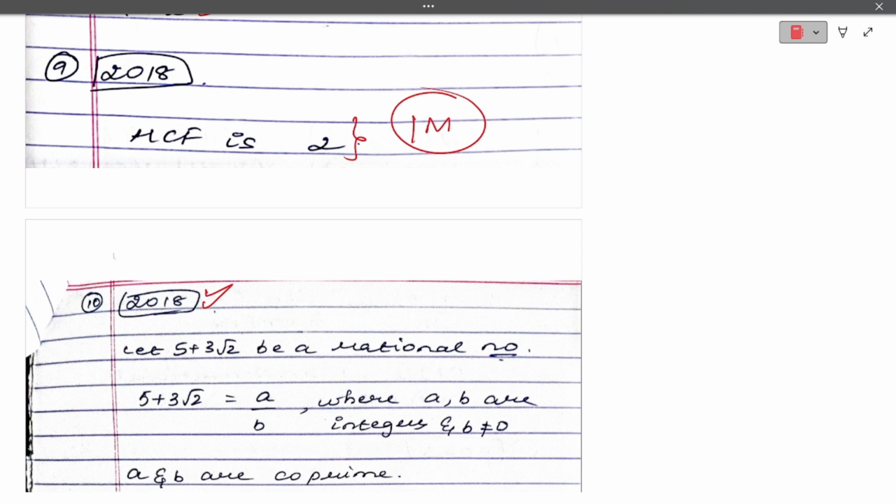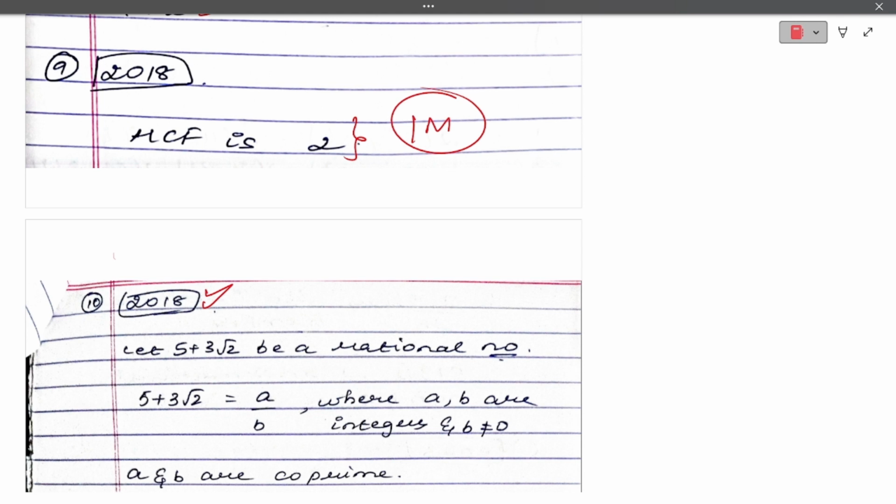Let me read out the question. Given that root 2 is irrational, you need not prove that root 2 is irrational. They have only mentioned it. So given that root 2 is irrational, prove that 5 plus 3 root 3 is irrational.